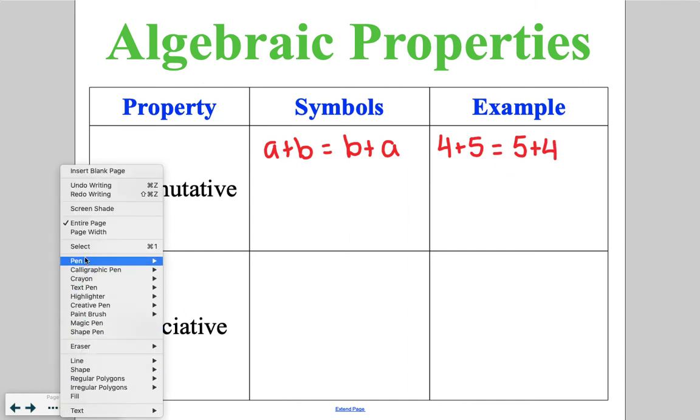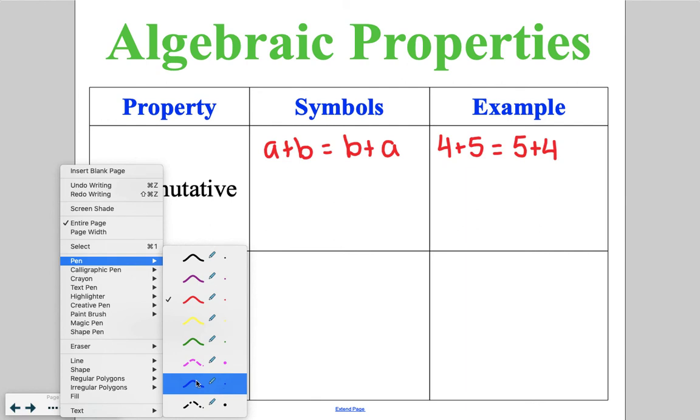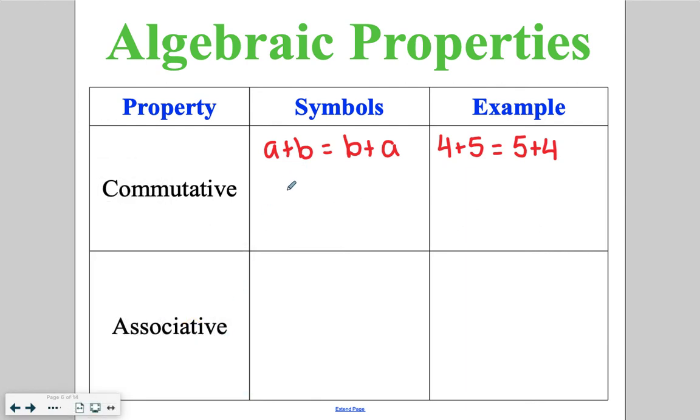The same applies if you are looking at multiplication. I can say A times B is equal to B times A. So I can say 4 times 5 is the same thing as 5 times 4. Both of them equaling 20.